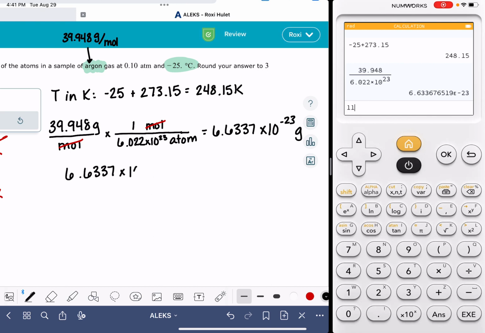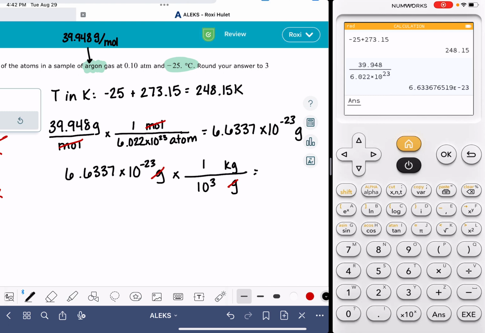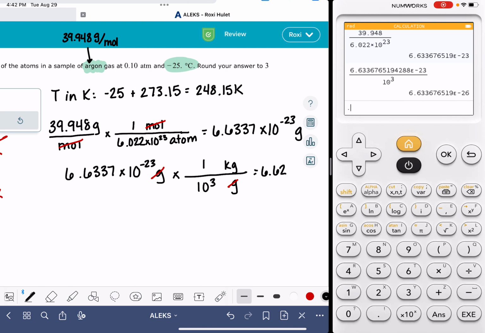6.6337 times 10 to the negative 23rd grams. We want to cancel out the units of grams and convert into units of kilograms. Kilo is the prefix that represents 10 to the 3, so 1 kilogram is 10 to the 3rd grams. To do this calculation, we're just going to take that answer and divide it by 10 to the 3. And that's going to give us 6.6337 times 10 to the negative 26 kilograms.